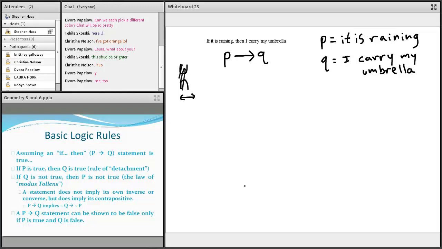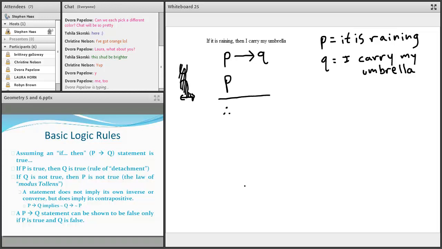I don't want to worry about those for the time being. The only one we're going to worry about today is the conditional. The rule of detachment, and this is really the most obvious rule you're ever going to see. If P then Q is true, well then let's say we prove that P is true. Can you deduce anything from that?